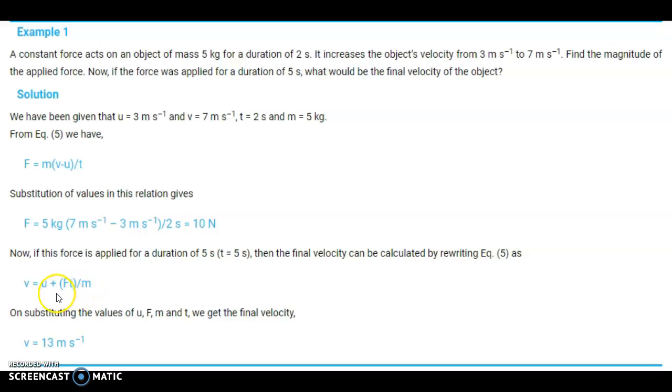So when we substitute this, the initial velocity is 3, the force is 10, the time is 5 and the mass is also 5. So 5 will be cancelled. Now the remaining is the initial velocity 3 plus 10 Newton into 5. So we will get a final velocity of 53 meters per second. Okay, so like this we can find out the force as well as the final velocity.